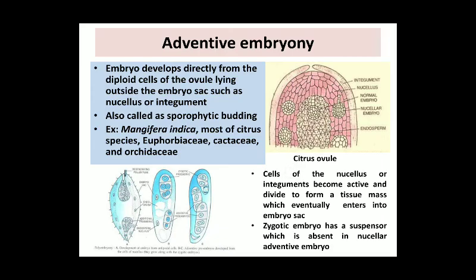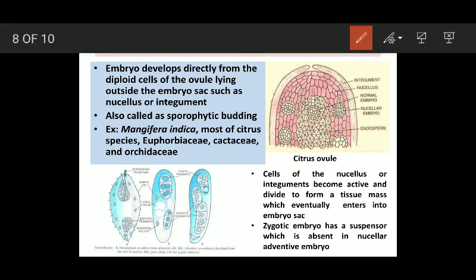Now, what is adventive embryony? Adventive embryony simply means development of embryo directly without the formation of embryo sac, from the diploid cells of the ovule lying outside the embryo sac. Here you can see development of embryo from the diploid cells of the ovule.